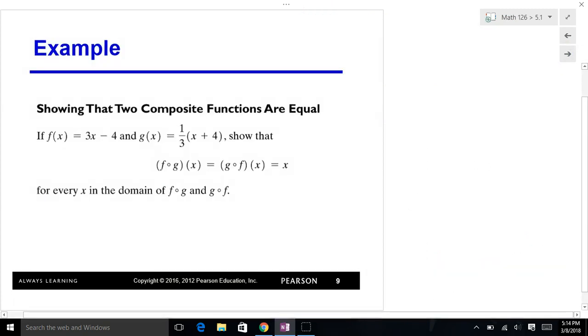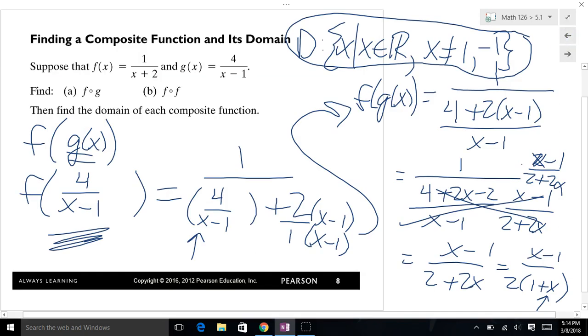Here's that second one, f of 1. Oh, I thought I had that here. Must have deleted it by accident. Let me.